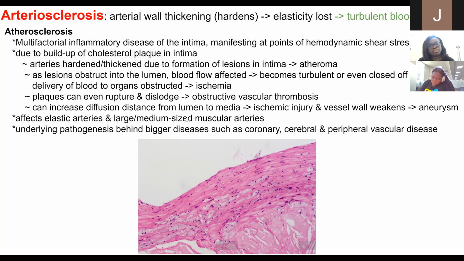Okay, next we have atherosclerosis. This is the biggest one, right? The most concerning one, and the one that has the super in-depth pathology behind it, the pathogenesis. I try to summarize it here, but let's walk through basically everything you should really understand for atherosclerosis.